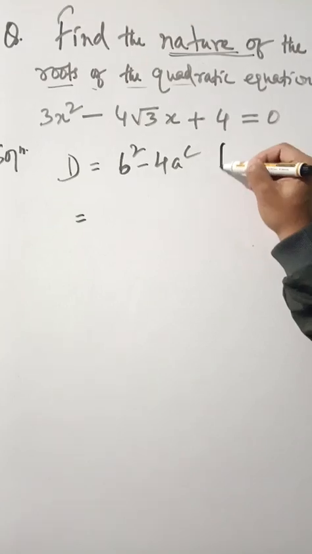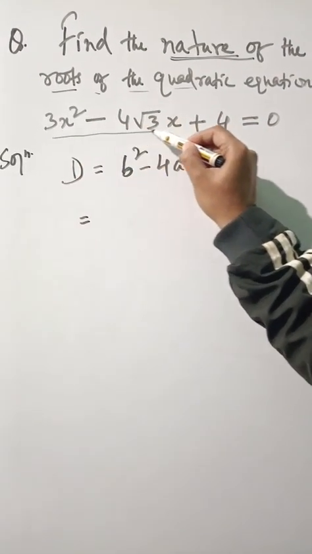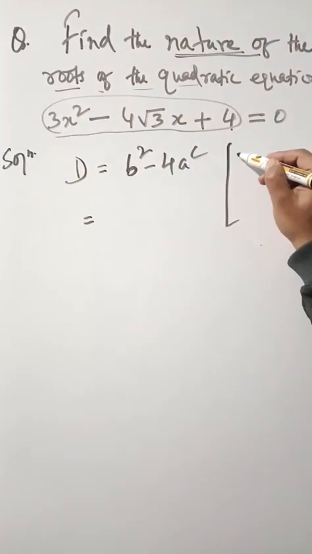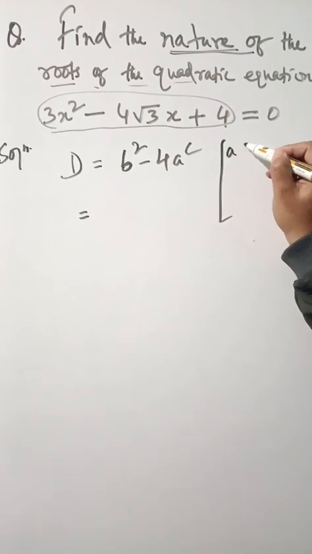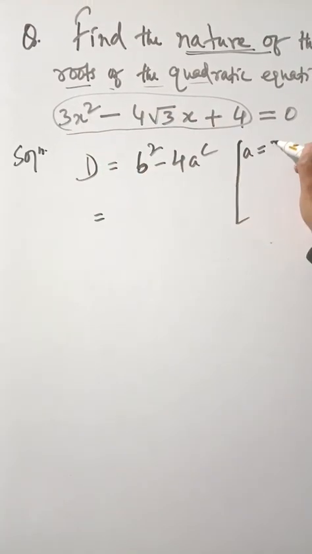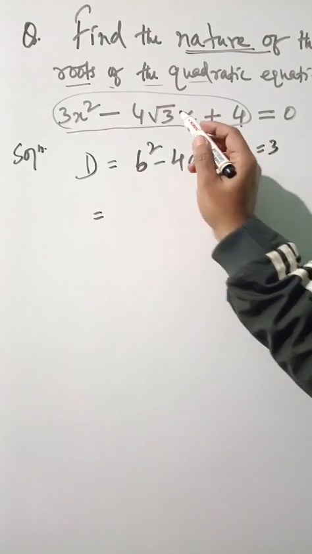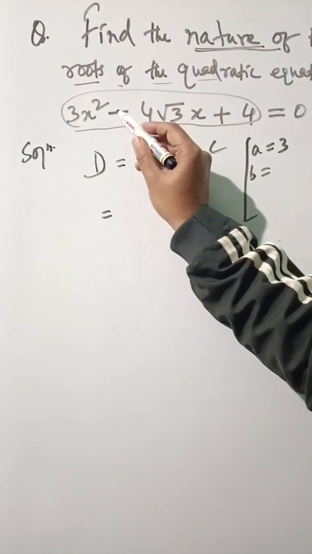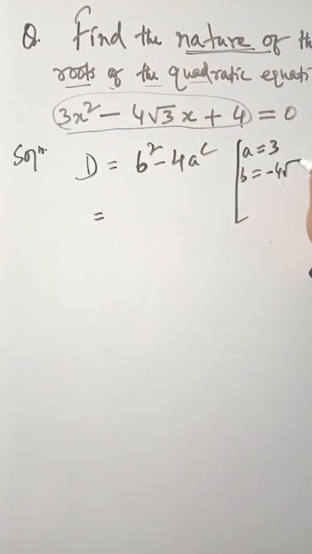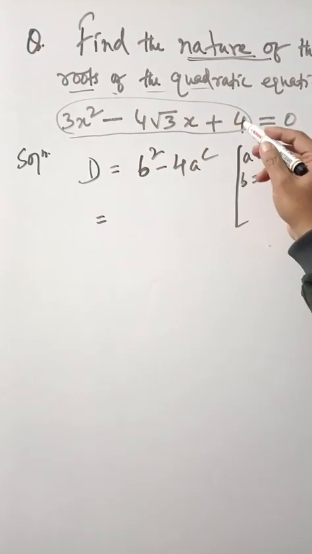So this ABC value we will get from the question itself, from here. Let us see what is the value of ABC. So A means coefficient of x square, that is 3. B means coefficient of x, that is minus 4 root 3. Along with the sign we have to take the value. And C means 4.